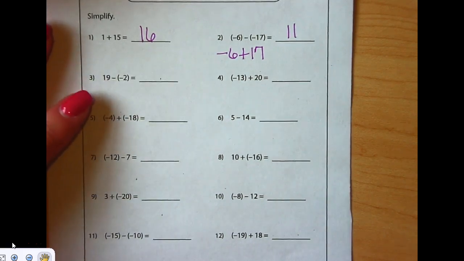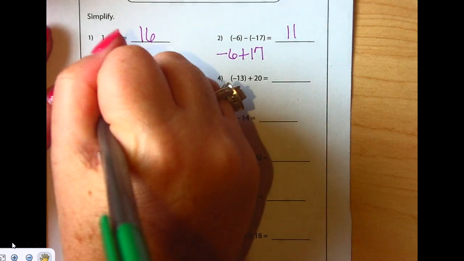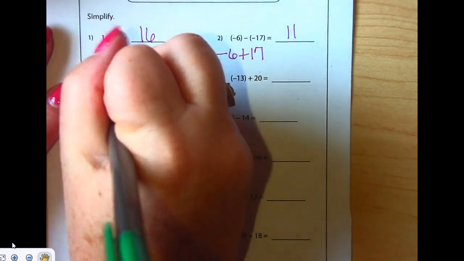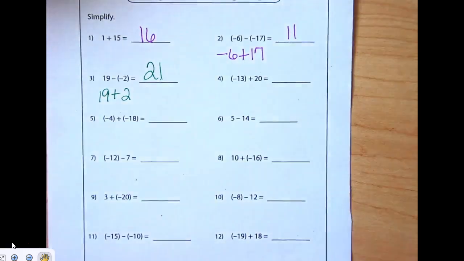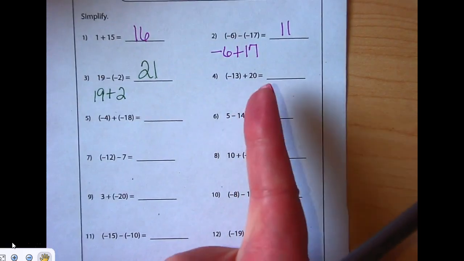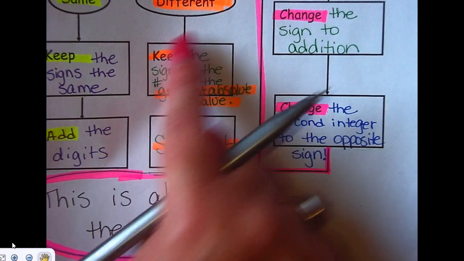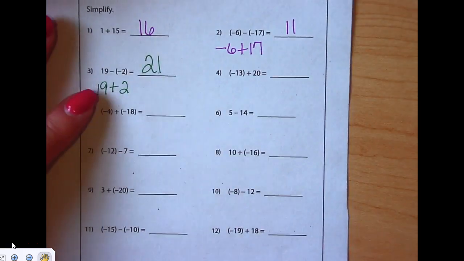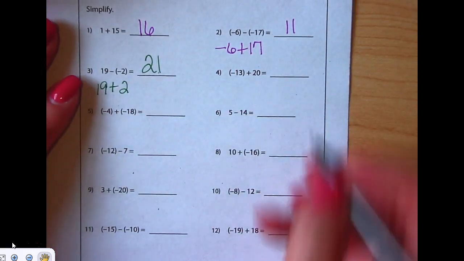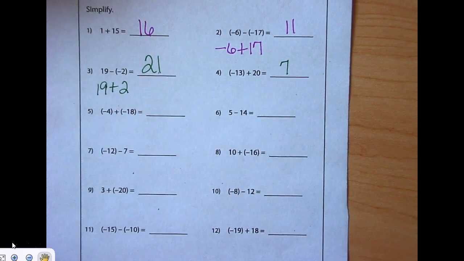Okay. 19 minus -2, it's subtraction, so you have to change it to add. 19, subtract becomes add. The negative becomes positive. 19 plus 2 is 21. -13 plus 20, well, it's already an addition problem. Signs are different. Signs are different. So keep the sign with greatest absolute value, but you must subtract. 20 minus 13 is 7. 20 is the greatest absolute value. It's positive, so your answer is positive.